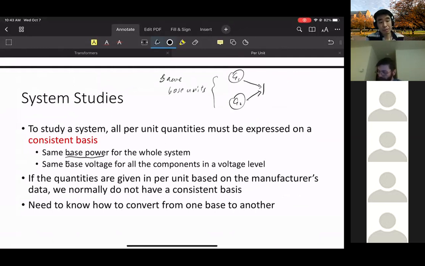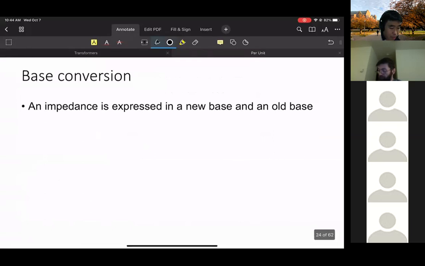So what we do is the data sheet gives us everything in per unit quantity, but then we need to know how to do a change of bases. Basically, we need to know how to do this kind of change of base, right, to make everything make sense. And then finally, we can arrive at a situation where everything's clean and it's a simple circuit. Okay, so this is what we want. So this is a base conversion, right? So how do I do base conversion?